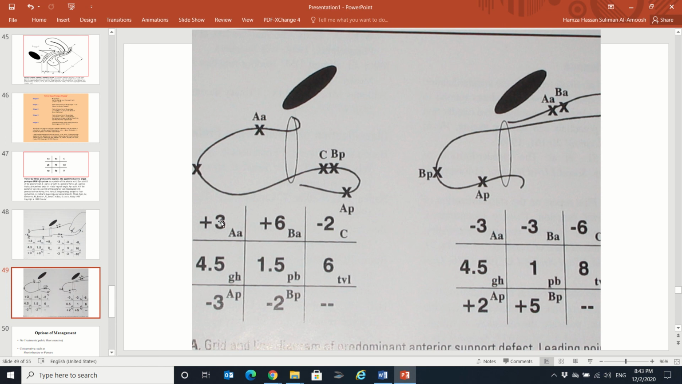If you look at this one again, anterior wall +3, +6, +6 is more, then this is third degree cystocele. -2, cervix is 2 centimeter above the hymen, should be -7, so this is first degree uterine prolapse. Slightly wide vagina, perineal body deficient, short vagina, 6 centimeter. -3, that's normal. -2 is just 1 centimeter below, is first degree rectocele.